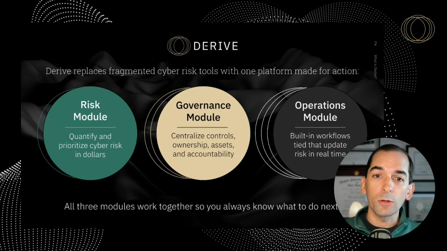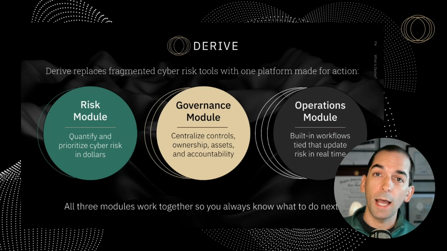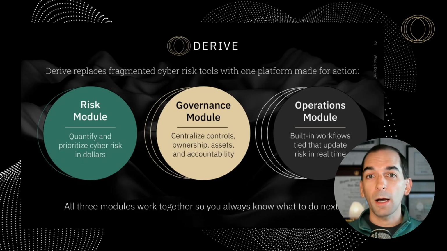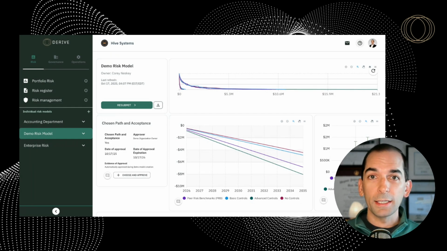These modules aren't siloed. They're designed to work together. So when a control fails or a task is overdue, your risk posture updates immediately. This is the foundation for a smarter, more adaptive approach to cyber risk. Let me show you what Derive looks like in action.